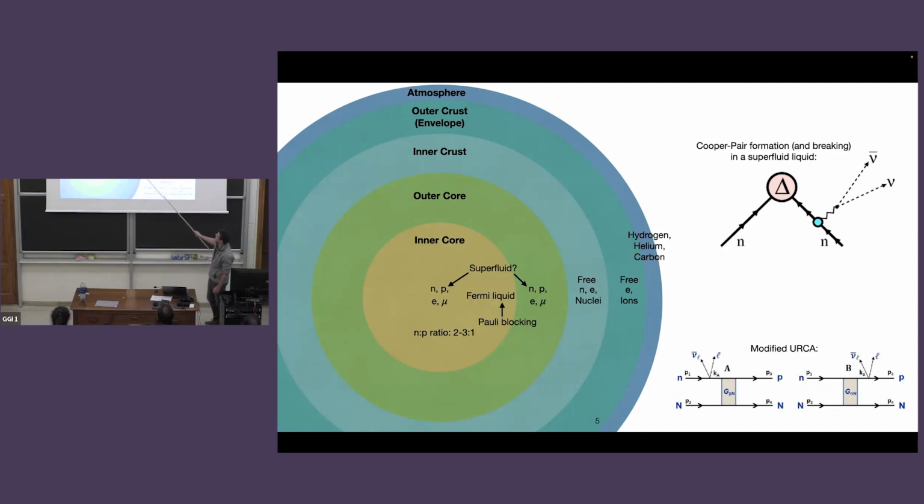In the outer parts, the crust, the elements start to become a little bit heavier. You start to get free neutrons and electrons. You get nuclei, you get ions, and if you go to the atmosphere, you can even get heavier elements like hydrogen, helium, and carbon. You typically don't have a lot of muons down here anymore because the chemical potential of the electron is not high enough. It's lower than the muon mass, so you typically don't see muons down there anymore.